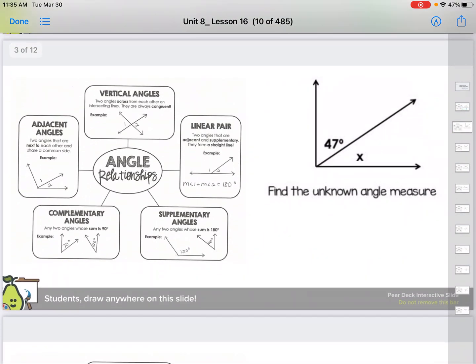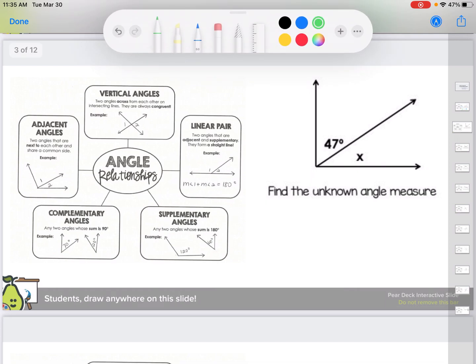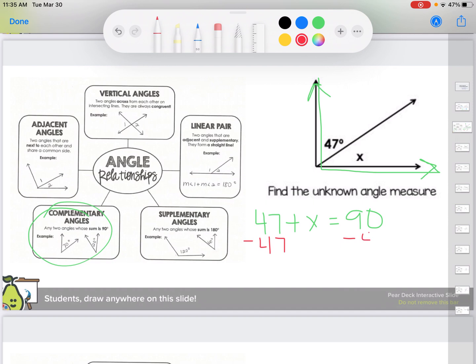For the next one, I'm looking at a right angle, and I see that it makes complementary angles. So I know that 47 plus x is going to equal 90. So I'm going to subtract 47 on each side, and I'm going to be left with x equals 43. So the unknown angle is 43.